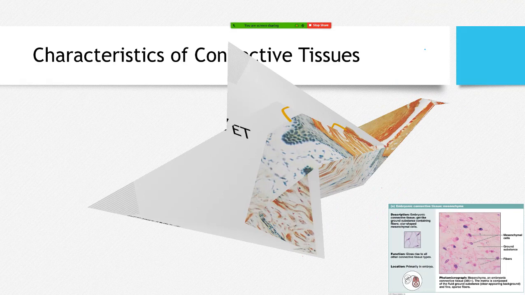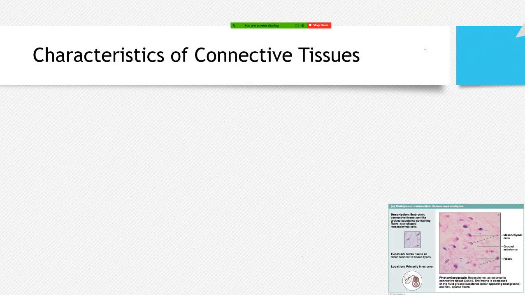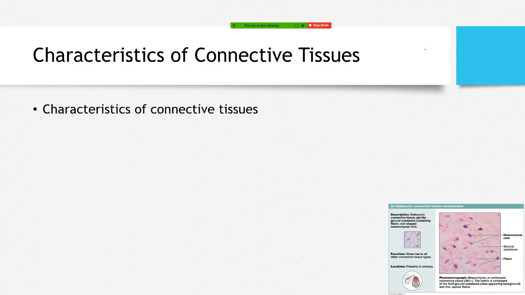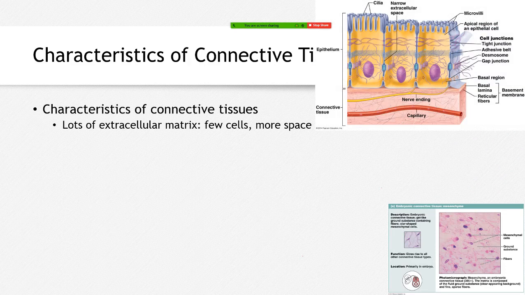Good. All right, we're done with epithelial tissue. Let's take a look now at connective tissue. Here are some characteristics of connective tissue. Unlike epithelial tissue, where there are a lot of cells and a little bit of extracellular matrix, depending on what type of connective tissue we're looking at, generally speaking there's going to be a lot more extracellular matrix.